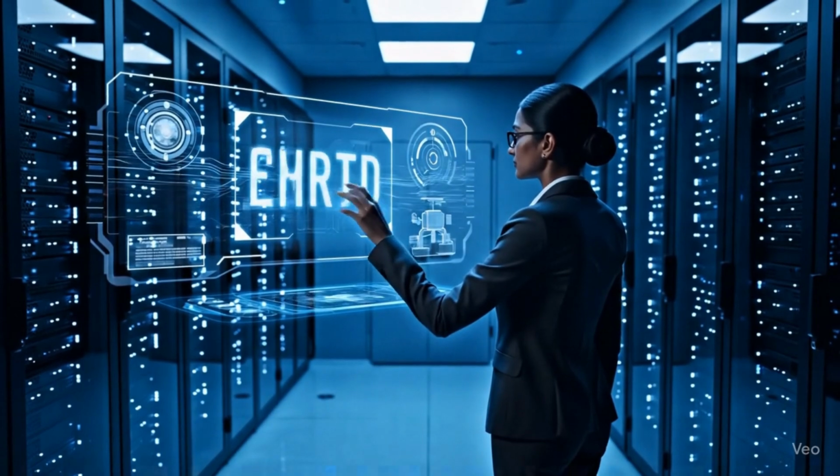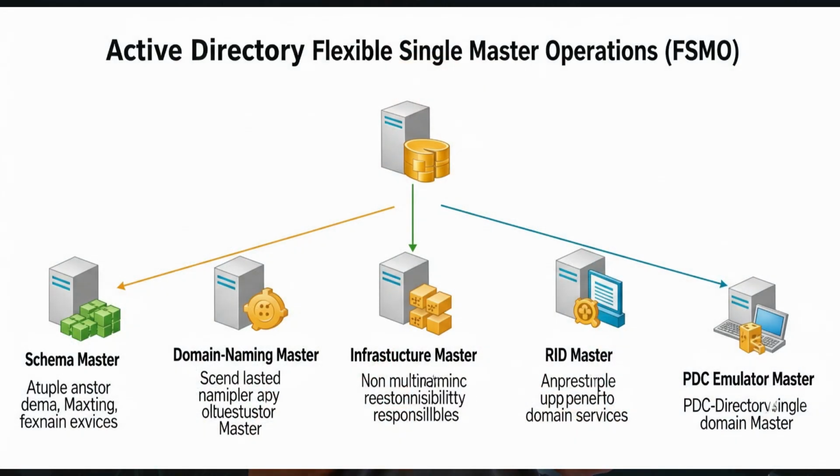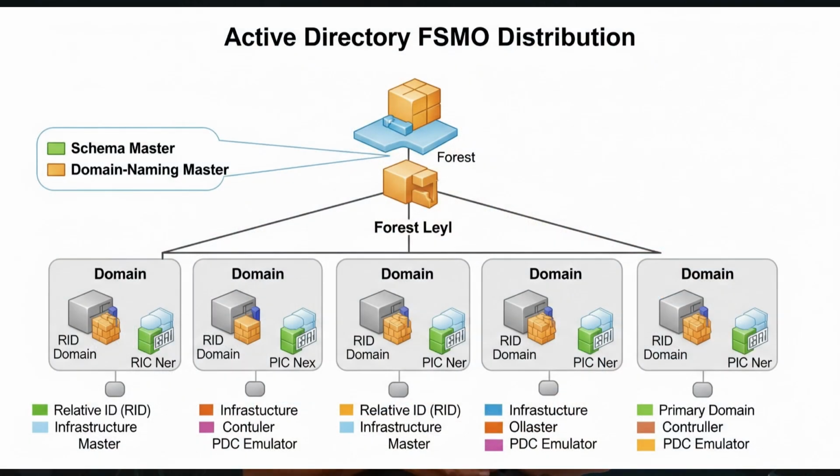There are 5 operations master roles: schema master, domain naming master, infrastructure master, RID master, and PDC emulator master. By default, the first domain controller installed in a forest hosts all 5 roles. However, you can transfer these roles after deploying additional domain controllers. When performing operations master-specific changes, you must connect to the domain controller with the role.